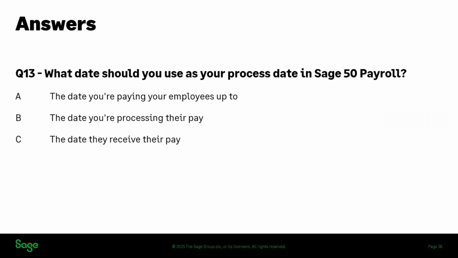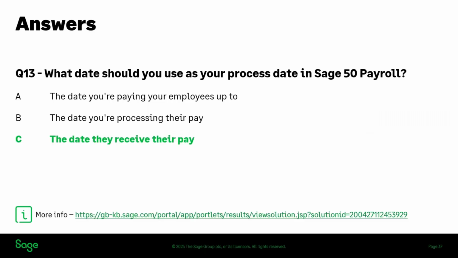Duncan, can you reveal the correct answer once more? I can. The correct answer is the date they receive their pay. So this is a rule that was reinforced when real-time information, RTI, first came in just over 10 years ago now. You need to report the date that the money is received by the employee as your pay date, and that should also be used to determine tax periods for all pay-as-you-earn calculations. There is one notable exception to that.